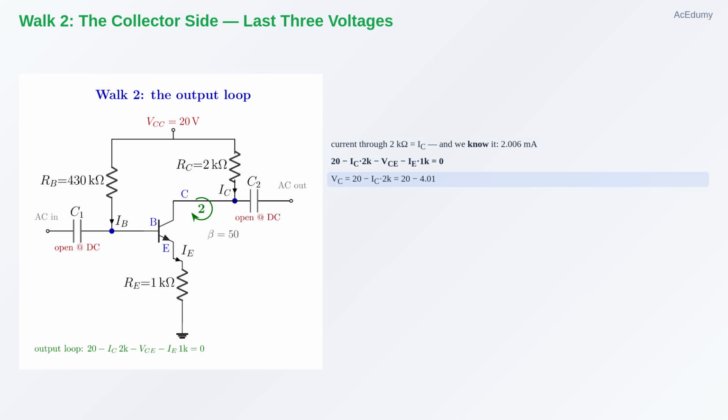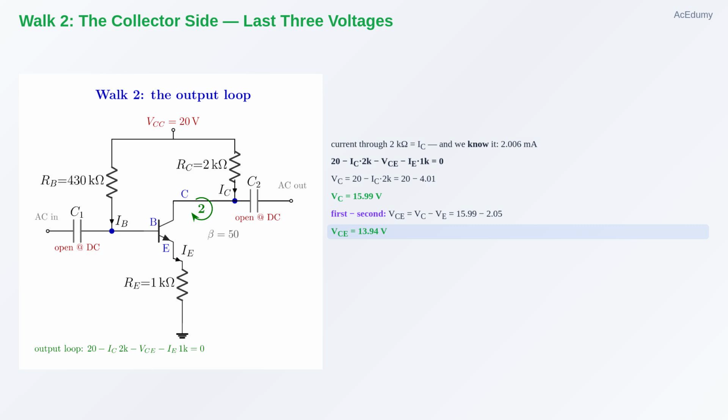Now the first minus second rule, our rule for life. V sub CE is V sub C minus V sub E. 15.99 minus 2.05 is about 13.94 volts. That is V sub CE. And the last one, V sub BC is V sub B minus V sub C. 2.75 minus 15.99, which is minus 13.24 volts.